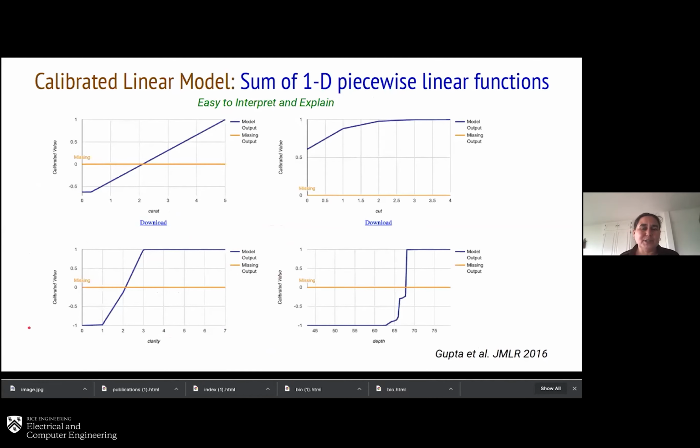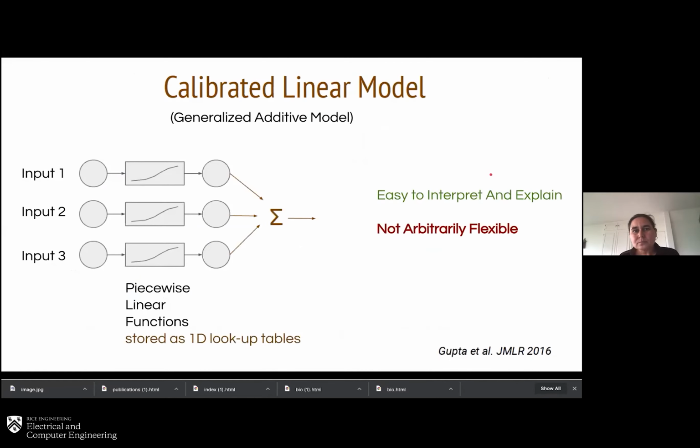For the different 4 features, you can see that we can look at this and say, oh yeah, the way that the model is responding to the carats in the diamond is very linear. The way it's responding to the clarity has a sort of sigmoidal function. It really only cares about things in the range of 1 to 3. And the way it responds to cut is sort of logarithmic, right? So we can very easily interpret what the model has learned in these calibrated linear models.